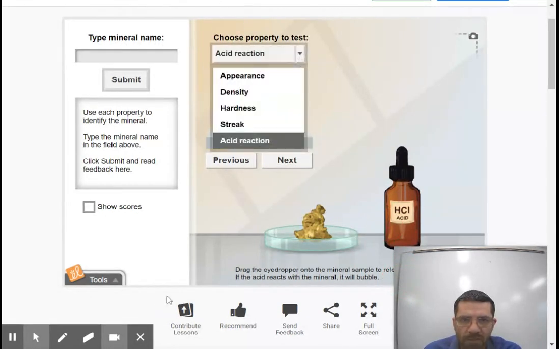All right. So these are all the different properties you're going to be looking at. You're going to record them again in the packet.